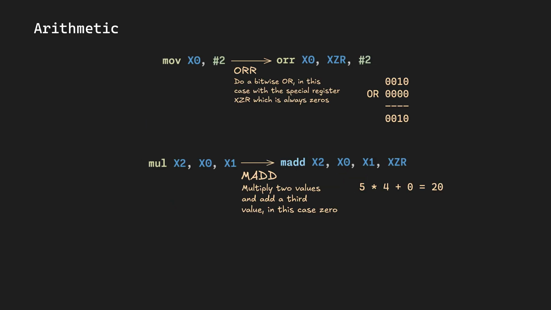You may be interested to know that mov and mul aren't actually specific instructions by themselves, they're instead aliases to more flexible instructions. Mov is an alias for bitwise OR against the 0 register, since a bitwise OR of any value against zeros is just that value again, and mul is an alias for the MADD instruction, which means multiply-add, which multiplies two numbers and then adds a third, except in our case, the third is 0.